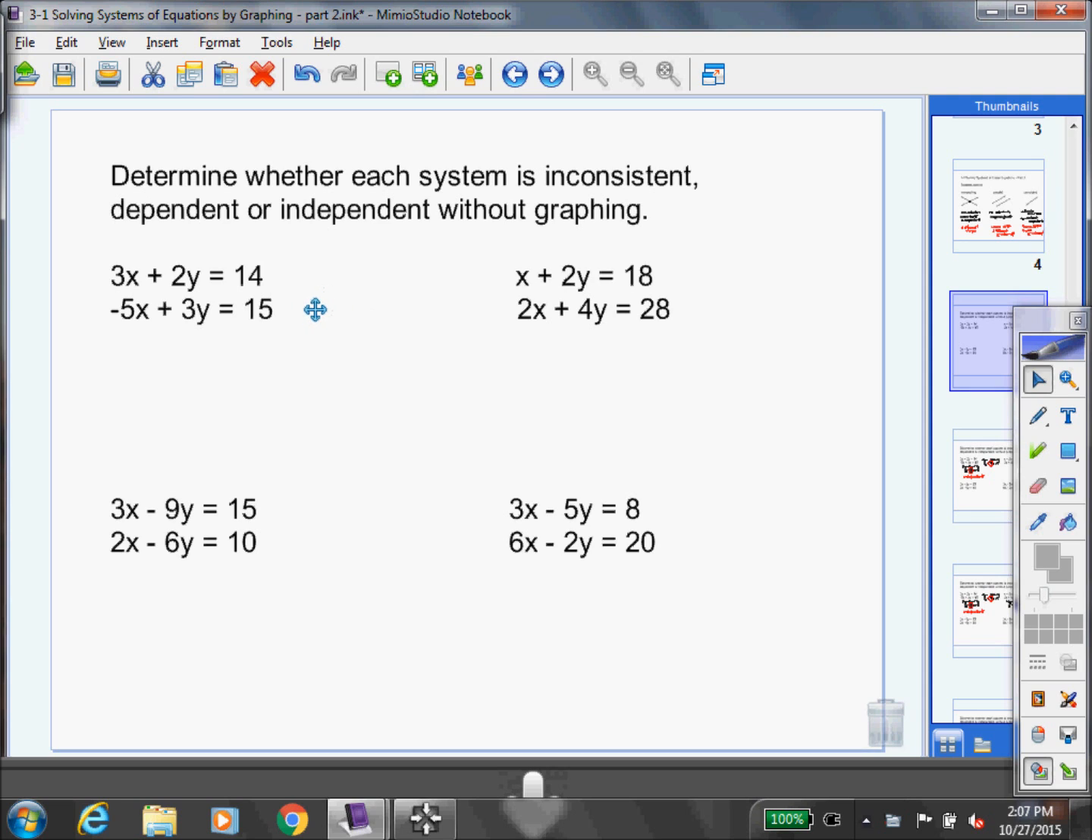Now, if the slopes turn out to be equal, which one of these is it? Dependent, independent, or inconsistent? If they are the same slope: inconsistent. If we find out that they're different slopes, which one is it? Independent, different slopes. How about we find out they're the same slope and they have the same y-intercept? Dependent. All right, so what I would like you guys to do is work on these problems. I will help you. We'll take a look at the answers shortly.